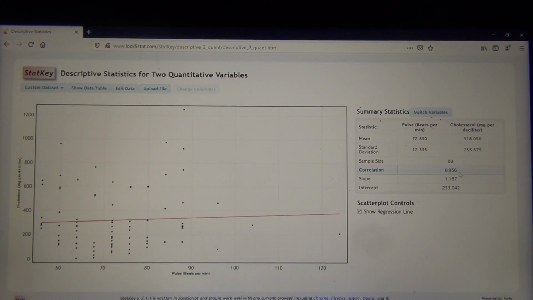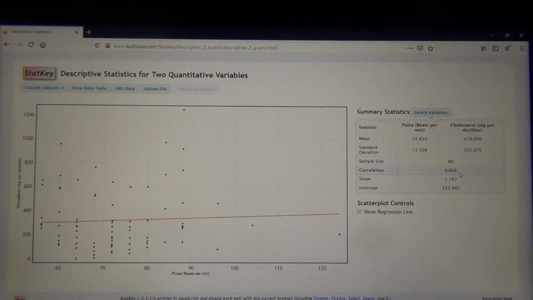So that's not telling you that there's a positive linear relationship. This is telling you that there's no linear relationship. Remember, you usually have to be in the 0.2s or 0.3s to even be considered a weak linear relationship. This one is 0.05, so you're really close to 0 on the number line.